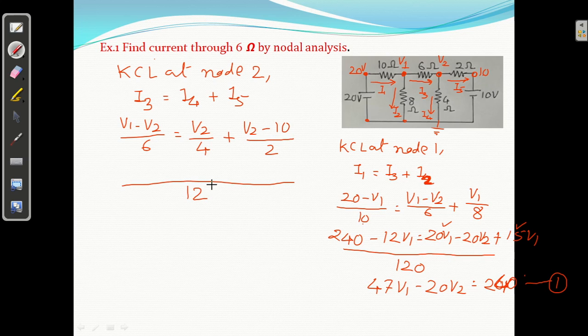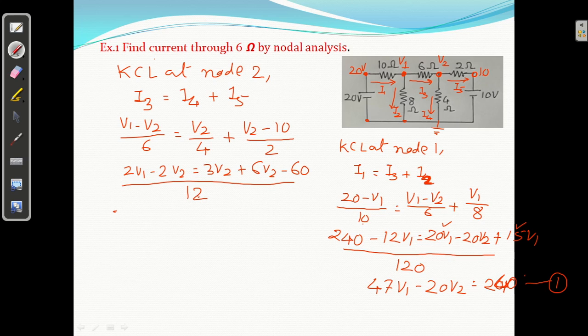It should be divisible by all. Okay, 12. So 12 upon 6, you will get 2V1 minus 2V2 equal to 12 upon 3. Sorry, 12 upon 4, 3V2, plus 12 upon 2, you will get 6V2. 6V2 minus 60. 6 into 10 is 60. Okay, so your equation has come.